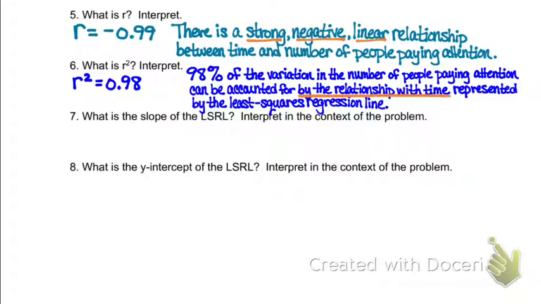If you didn't have this piece in there, but you just had "by the LSRL" at the end, you want to tag on "where x equals time." We want to make sure that we're referring to what this relationship is. So we're talking about the variation in our y. This is in relationship to our x, so we need to make sure to include context for both x and y. But that least squares regression line is representing this relationship, and 98% of the variation can be explained by our least squares regression line.